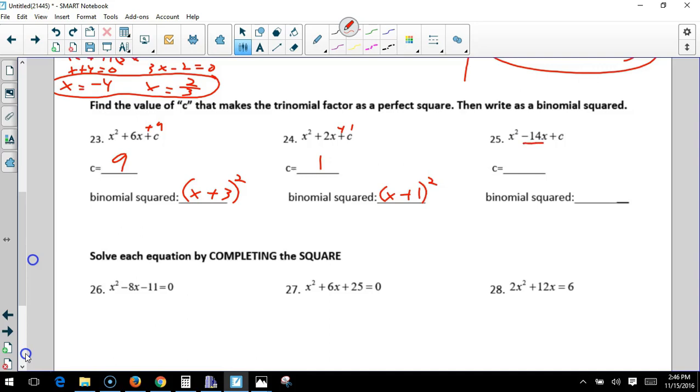Careful. Negative 14. Still squares to 49, whether it's positive or negative, but it changes the binomial. So you have to be careful there. And once again, we would end up adding 49 to both sides of the equation when we do that. So let's practice that right now.